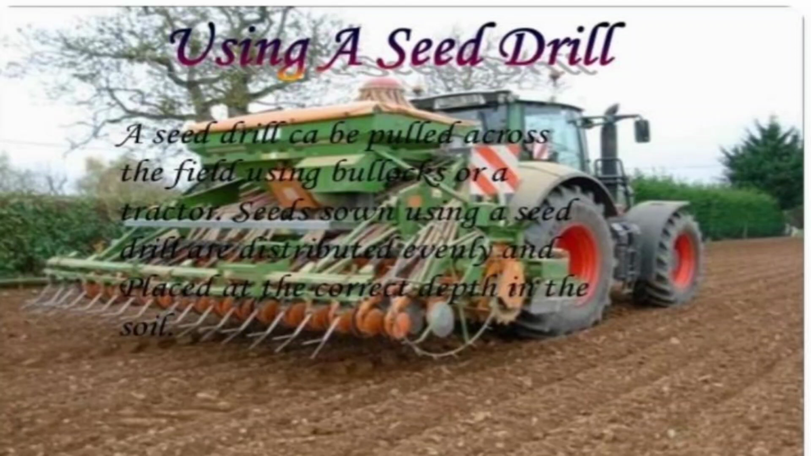A seed drill can be pulled across the field using bullocks or a tractor. Seeds sown using a seed drill are distributed evenly and placed at the correct depth in the soil. So this seed drill is controlled by bullocks or by tractors.